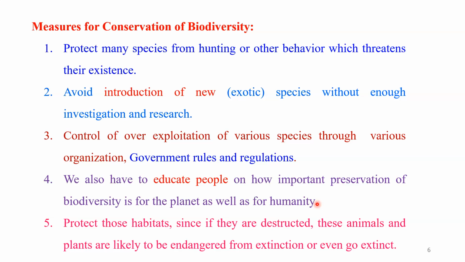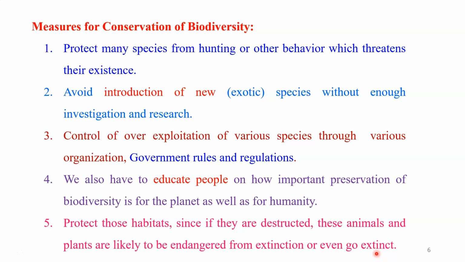The next one is to protect those habitats, since if they are disturbed, these animals and plants are likely to be eliminated from existence or even coexistence. So this is also very important. We have to preserve them. We have to save them. And if we don't take this action, then it will definitely damage the present biodiversity. So in this regard, the conservation of biodiversity is very important.